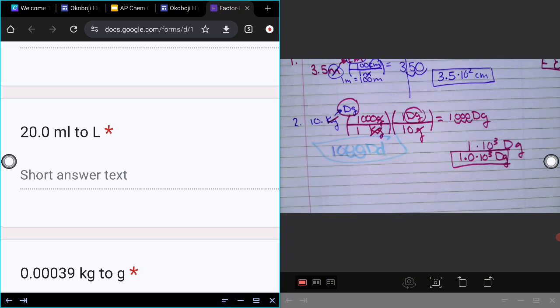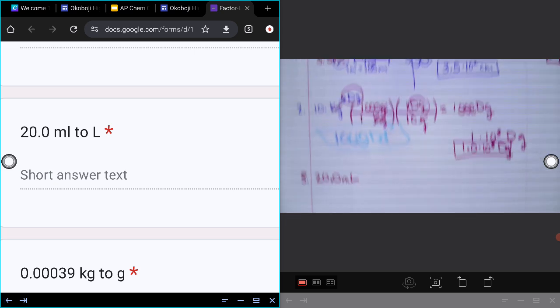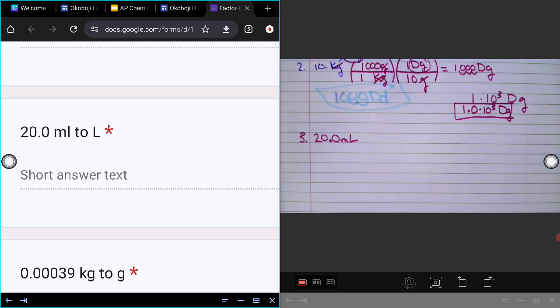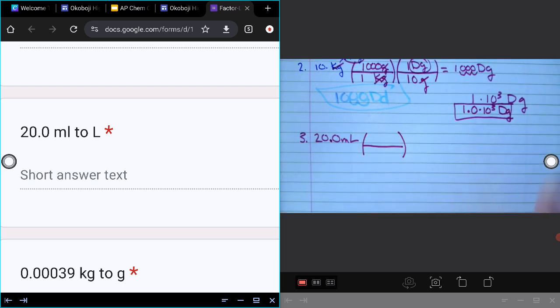Remember, 1 point for your given quantity. For number 3, we're just going to start by writing 20.0 milliliters. Okay, record it with the correct number of sig figs and your unit. That would be 1 point on a test or quiz.